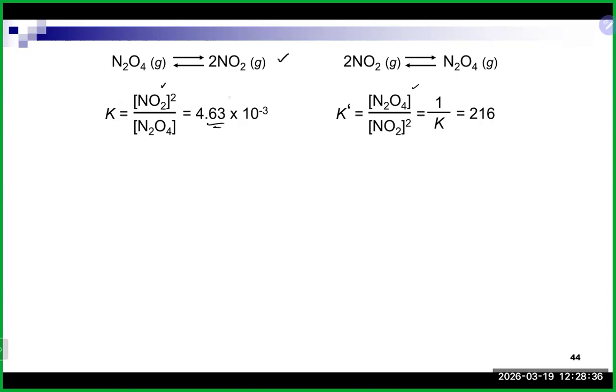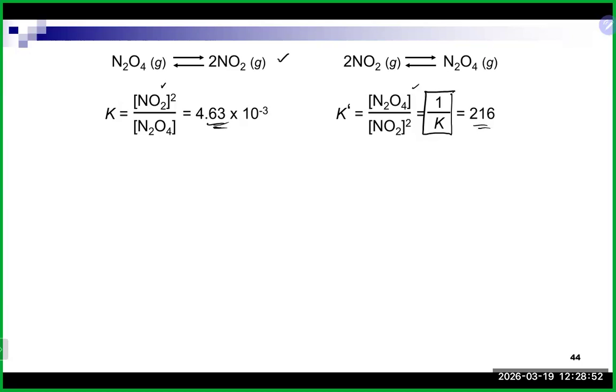So how that affects the K value is you would actually take 1 over the K value. So unlike in Hess's law, we don't change the sign here. It's actually 1 over the K value. And that would give you, in this example here, 216.